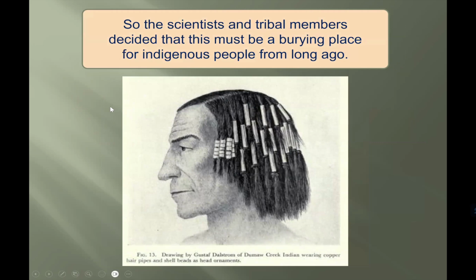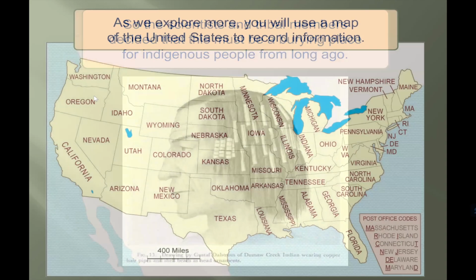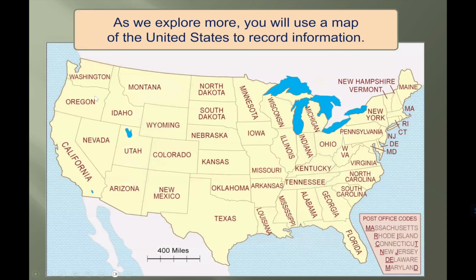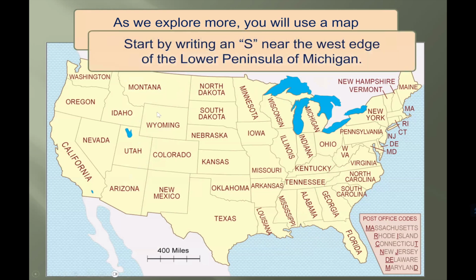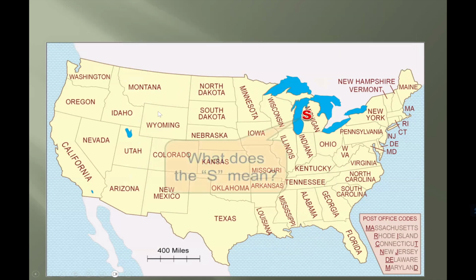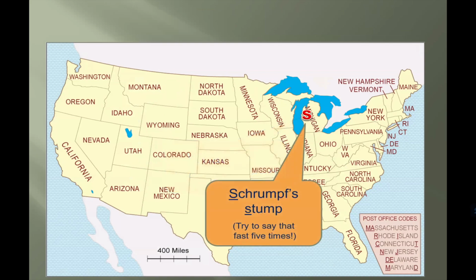So the scientists and the tribal members figured this must be a burying place for the indigenous people that lived here long ago. And as we explore more, you're going to take this map to record some information. So start by writing an S near the west edge of the lower peninsula of Michigan, like right there. What does that mean? Schrumpf Stump. Try to say that 5 times real fast.